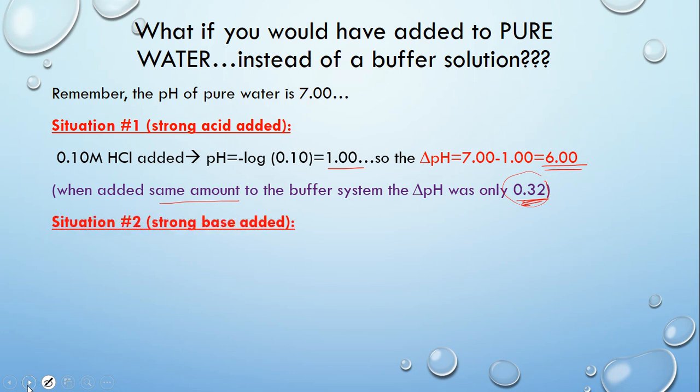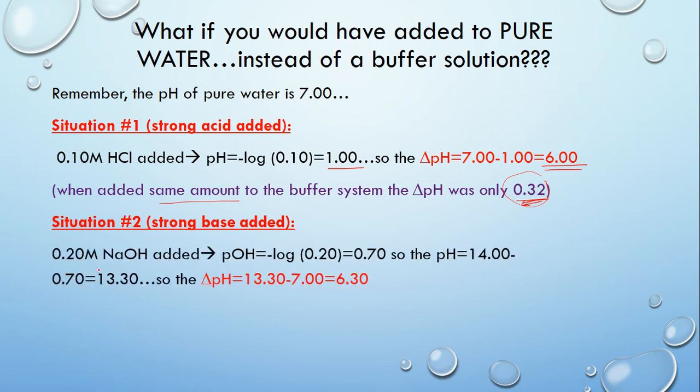Now, the second example that we looked at was when we added the strong base. This was from the bonus example. So if you were to have added the 0.20 molar sodium hydroxide to just pure water, we would calculate the pOH first, and we would have gotten 0.70, and then to get the pH, 14 minus 0.70 would give us the pH of 13.30. So in this instance, the change in pH would be 13.30 minus 7, because that's what it was originally, which gives us a delta pH. Upon the addition of this strong base, the change was 6.30 pH points.